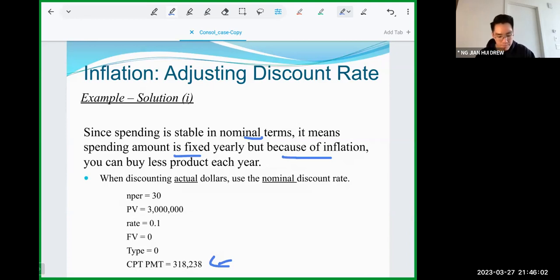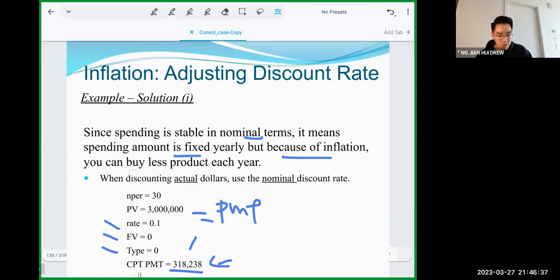FV is 0, because when you pass away, there's no more money. And the type is 0 because it's ordinary. There's no due function here. And so you plug all this in Excel using the PMT formula, we should get this amount here. Now, this is nominal, which is what we have done so far in most of the lecture.